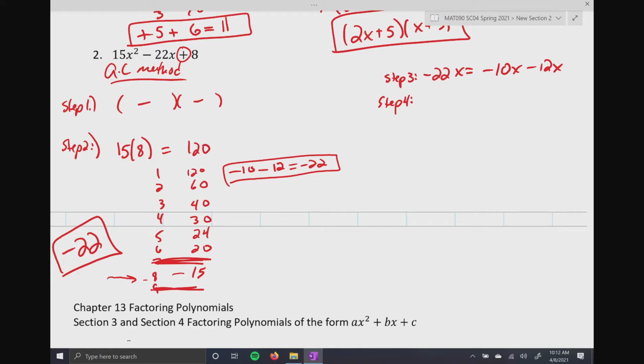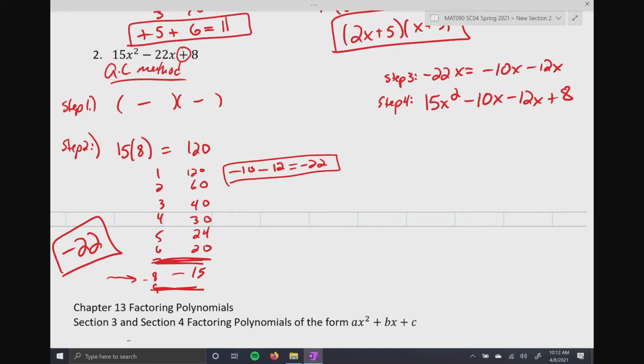So, step 4. Let's rewrite: 15x squared minus 10x minus 12x plus 8. I need to know, does everybody see what I just did there? See, this whole thing about the AC method is to take that middle term and separate it into two of them. That way, you can factor by grouping. Okay?